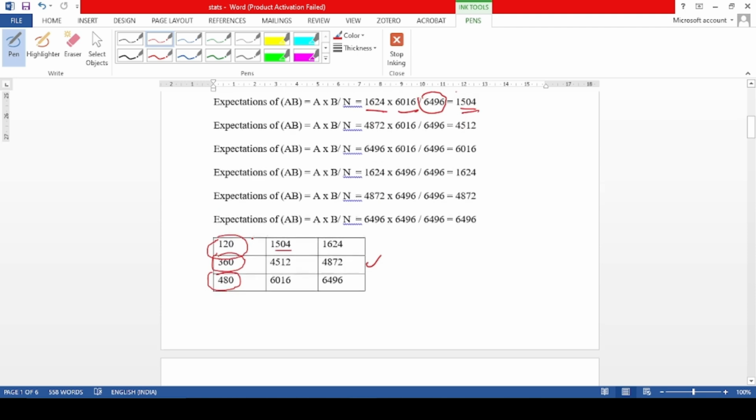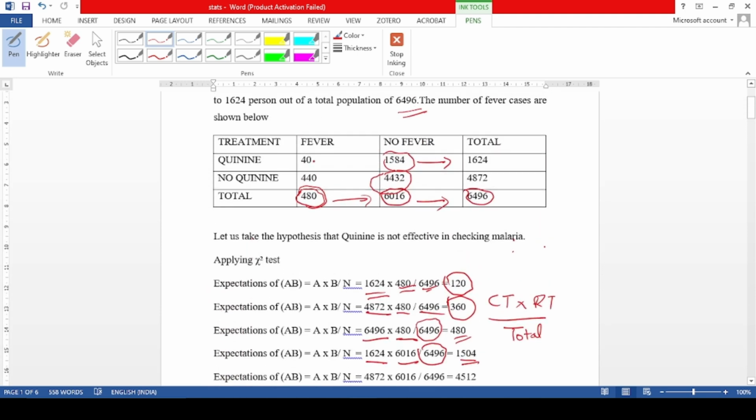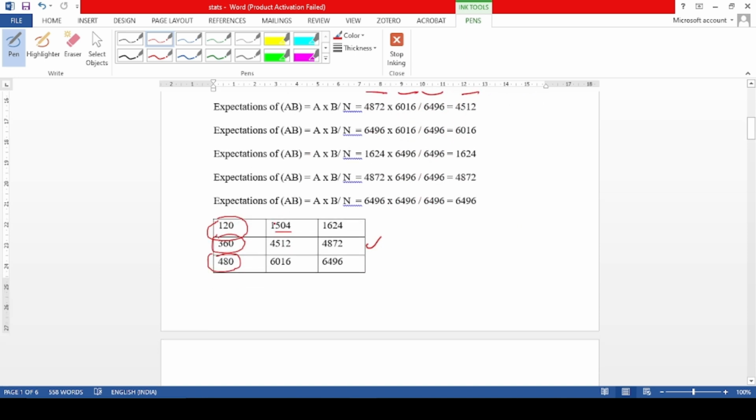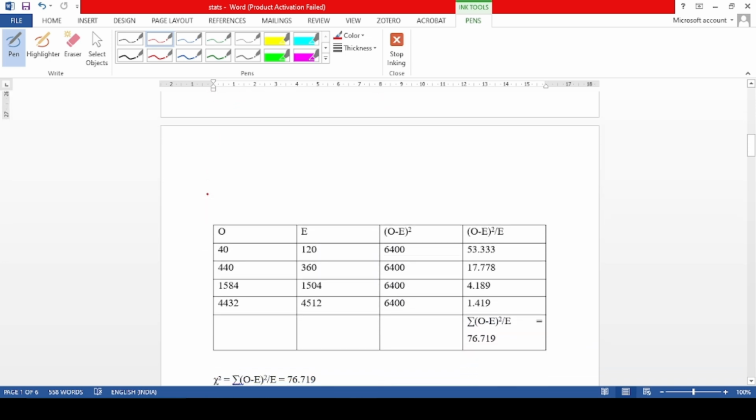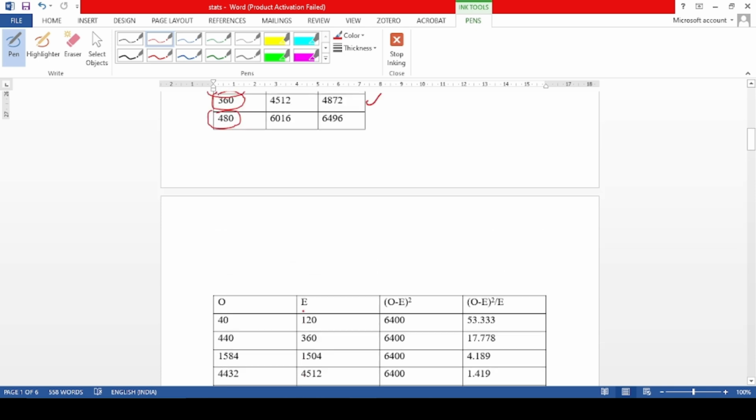Now the mentioned problem was our observed value. These are our observed values, that during the experiment we observed these values. Then these are our expected values, that statistically we are expecting these values. So we make another table and write down all these values: 40, 440, 1584, and 4432. These were our original observed values. Then expected values for these were: for 40 it was 120, for 440 it was 360, for 1584 it was 1504, and for 4432 it was 4512, as seen here.